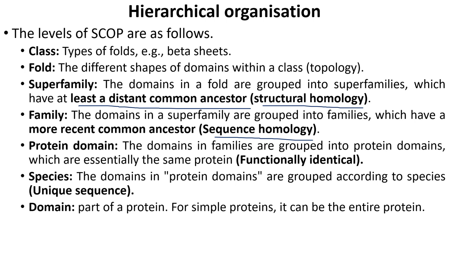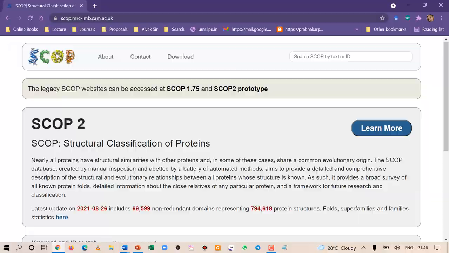So for these hierarchies, I will take you to the SCOP website, and there also we will see what the different information available on the SCOP website is. This is the basic picture of the SCOP website. Here you can see there are two different types of SCOP available. One is SCOP 1.75, the current version of SCOP, and the second one is SCOP 2 prototype. This is the original one, which after many updates is now SCOP 1.75. There we will have 11 different classes of proteins.